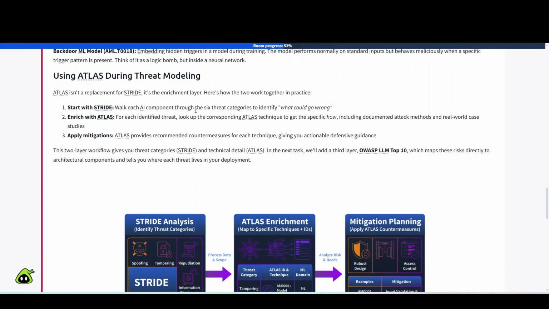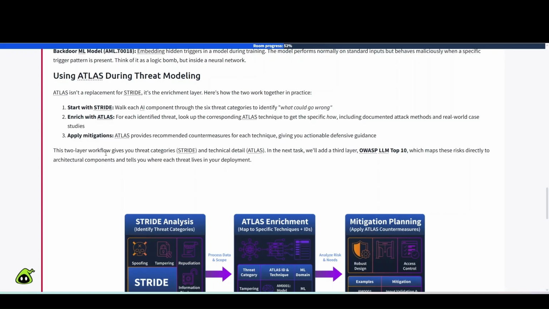Walk each AI component through the six threat categories, identify what could go wrong. Two, enrich with Atlas. For each identified threat, look up the corresponding Atlas technique to get the specific how, including documented attack methods and real-world case studies. Three, apply mitigations. Atlas provides recommended countermeasures for each technique, giving you actionable defensive guidance.